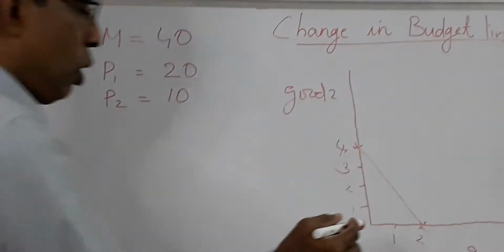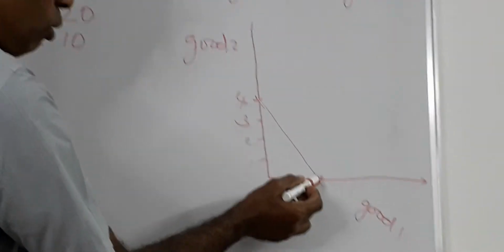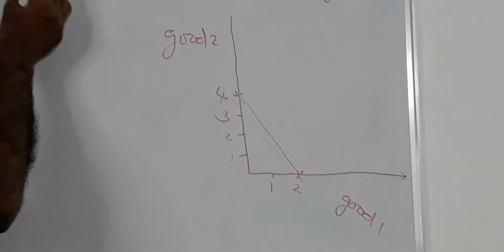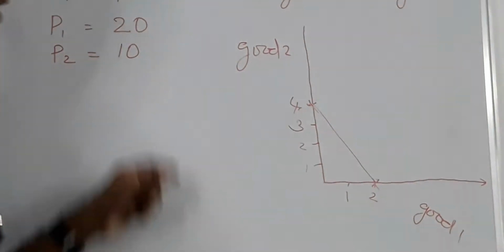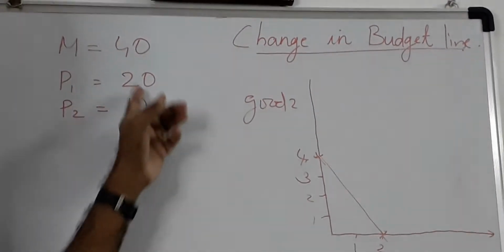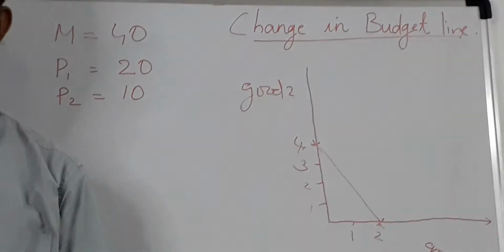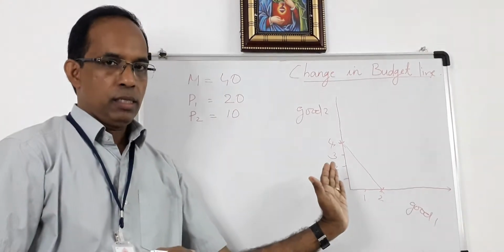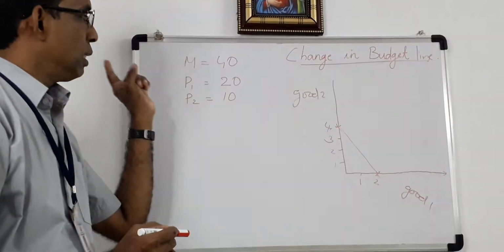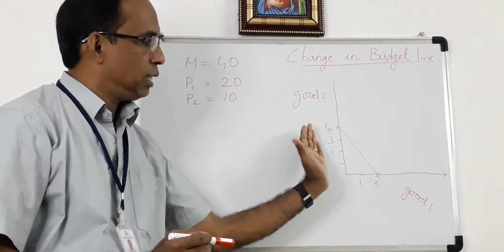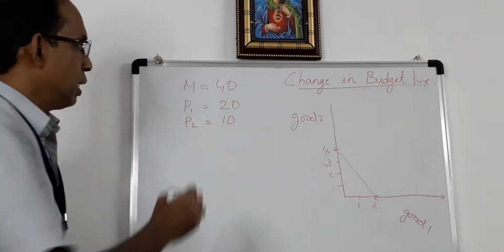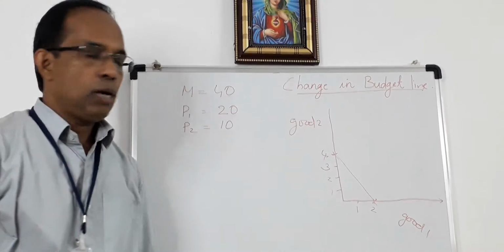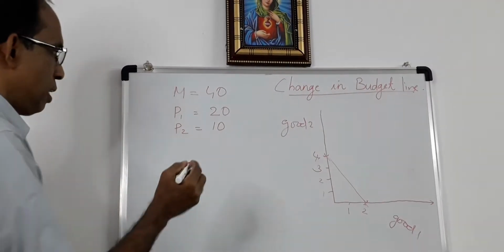And also we know how to draw the budget line: find out the x-intercept, that is m divided by P1, and also the y-intercept, m divided by P2, and draw a straight line. And this budget line changes when the first reason for changing this budget line, when income changes. Income increases or decreases. Now let us see an example.